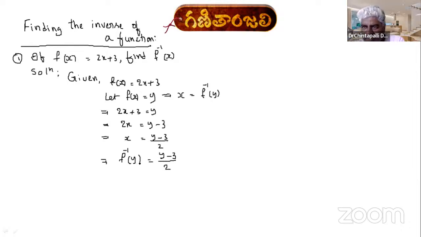Got it? F inverse of z will be z minus 3 by 2. F inverse of alpha is alpha minus 3 by 2. F inverse of beta is beta minus 3 by 2. Therefore, f inverse of x is x minus 3 by 2.